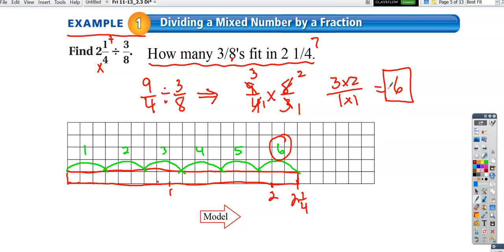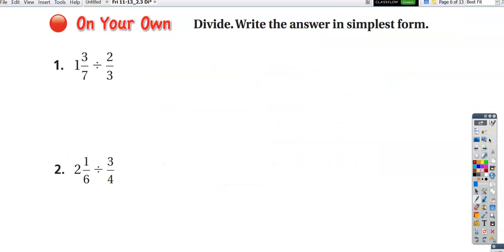Hey, that matches the picture that I did below. Again, you don't always have to draw a picture. And remember, this kind of a picture is helpful when you have a fractional divisor. Okay. So now I've got some OYOs.